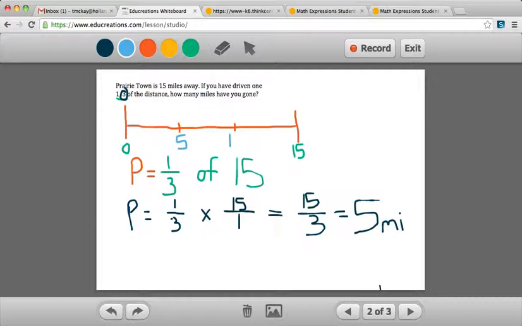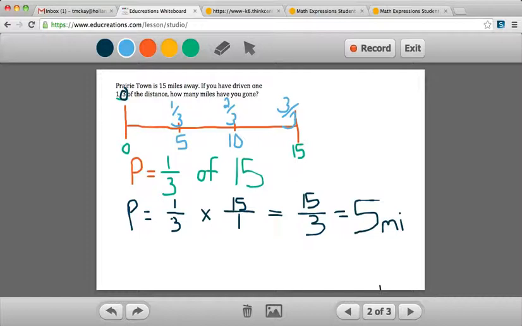If I went 2/3 of the way, I would have gone 10 miles. And if I traveled 3/3, which is all the way, then I went 15. So again, if I went 1/3 of the distance, I went 5 miles. If I went 2/3 of the distance, I went 10 miles. And if I went 3/3, which is the whole way, because that would be a whole, right? 3/3, then I went the whole 15 miles.